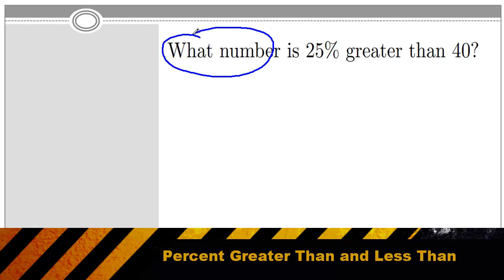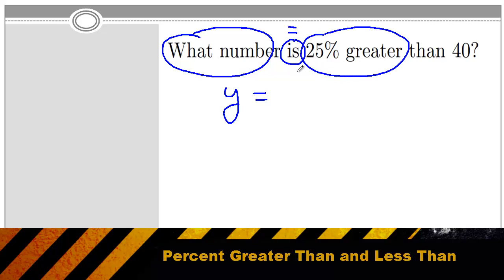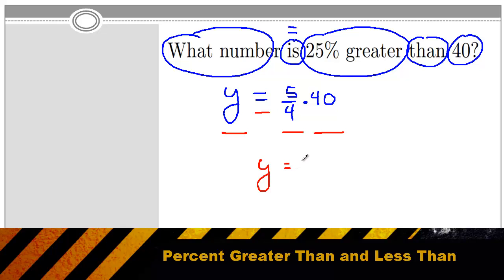What number? That's my variable. I'll call that y. Is? That's my equal sign. 25% greater than, we already established that is the same thing as 5 over 4. And the than, that means I'm going to multiply 5 over 4 times 40. And that's my final equation. What number, y, is 5/4 times 40? Or y is equal to 200 divided by 4, which is equal to 50.